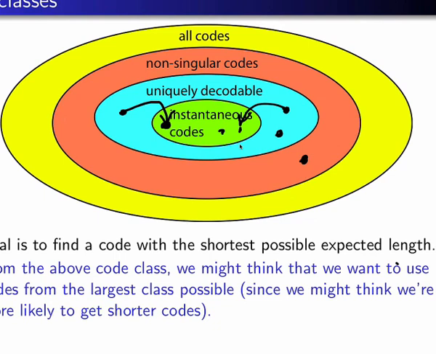Because the non-singular codes are ones where, when you take the extension, you're going to get multiple source symbols mapping to the same code word. Is that going to be good? No. So in some sense, the boundary of the uniquely decodable codes are the ones that are lossless. And we're only talking about lossless compression here.